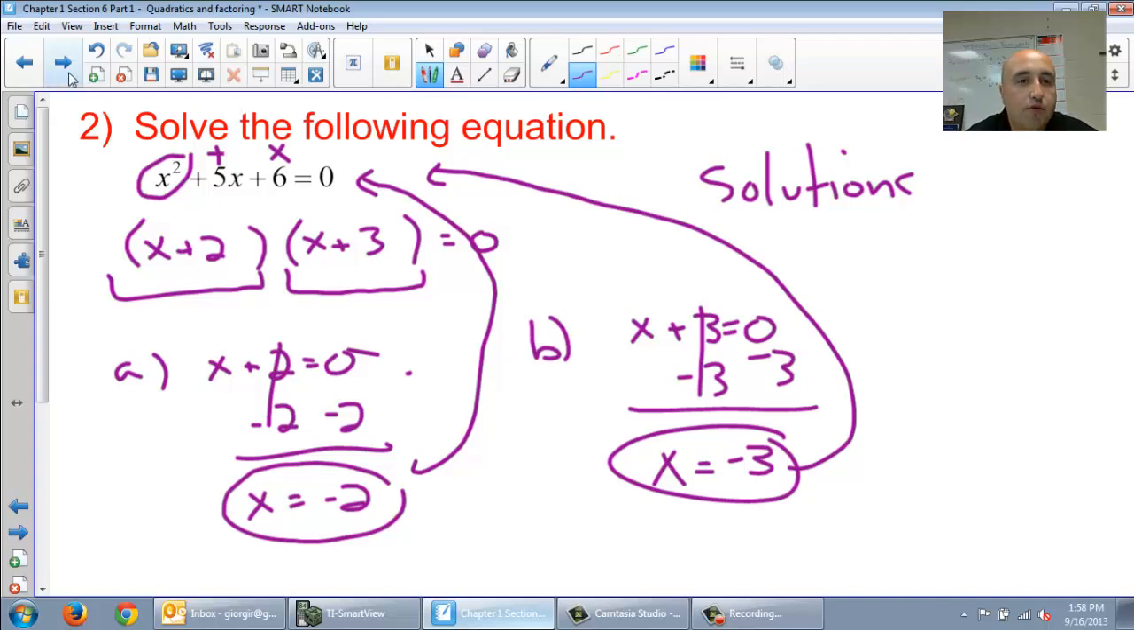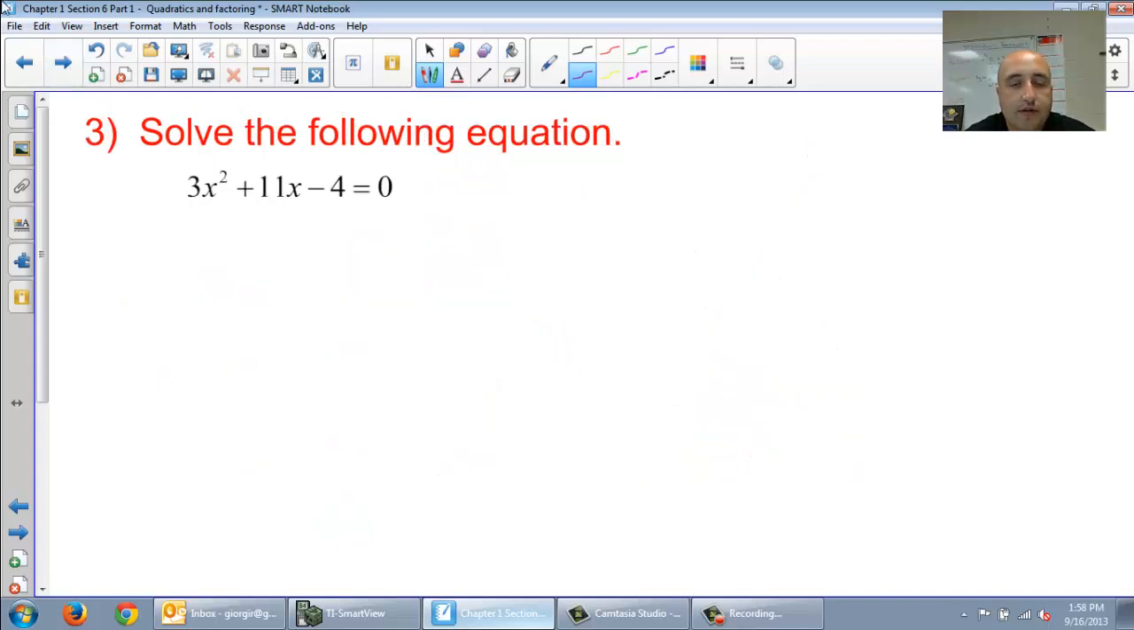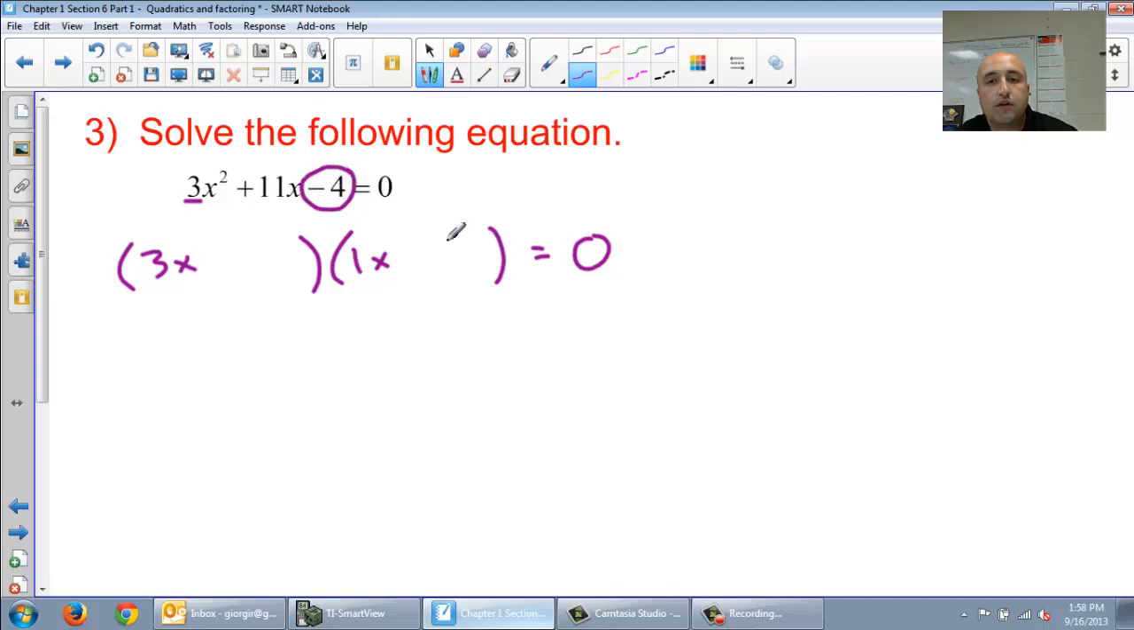All right, moving on. Example 3. Now, this one is a little bit harder. It's equal to 0, so all we have to do is factor. But this one is harder because of this 3. Okay, so let's take this slow. What two things multiplied together are going to be 3x squared? We have a 3x and a 1x. Now, since this 3 is here, we cannot do it the same multiplying and adding way. We just have to circle the negative 4.